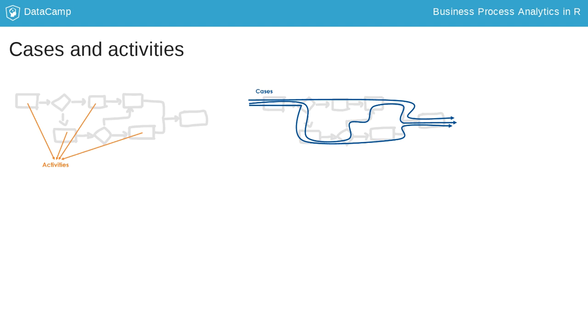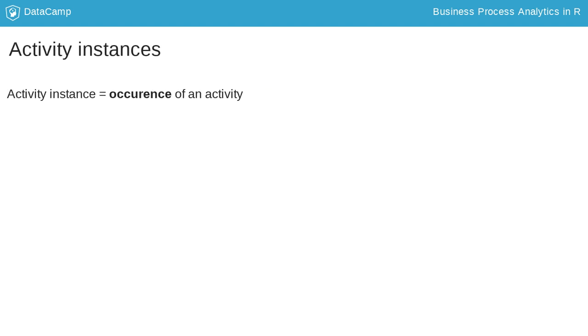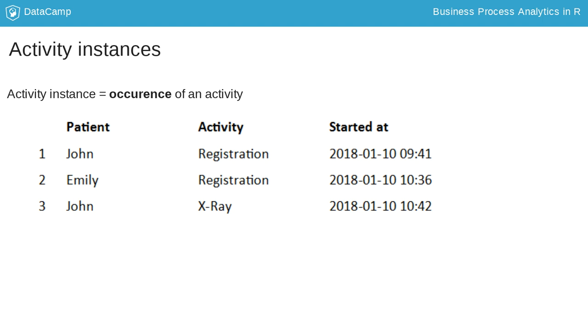in R. When a specific action takes place for a specific case, this is called an activity instance, the execution of an activity in a specific context at a certain point in time. In this example, we see three activity instances containing two different activities, registration and X-ray, and two different patients, Emily and John. In this example, we can see the time at which both the registration and the X-ray started.